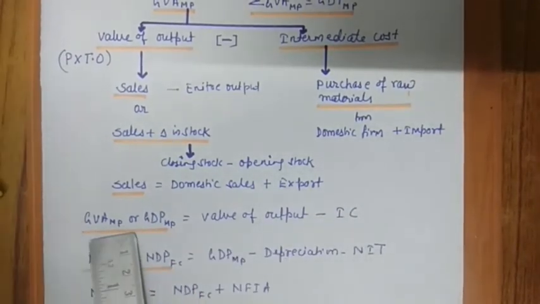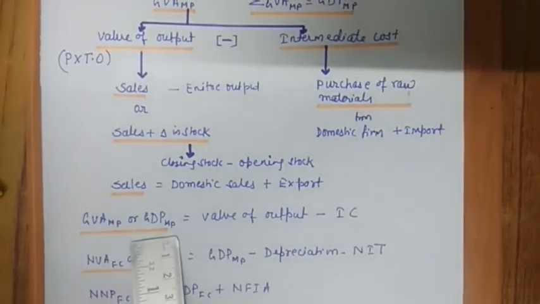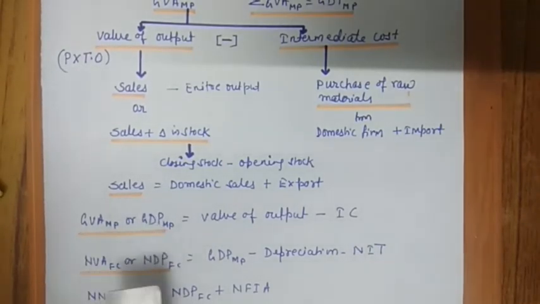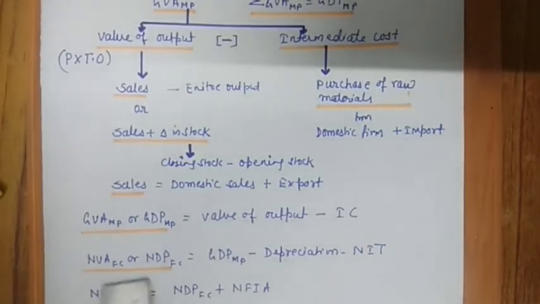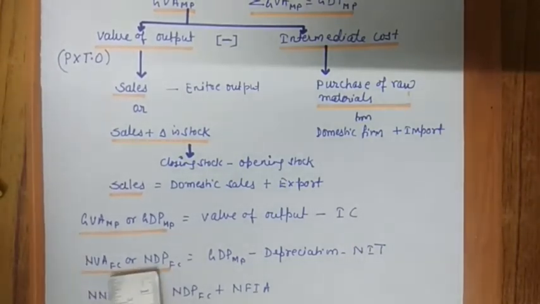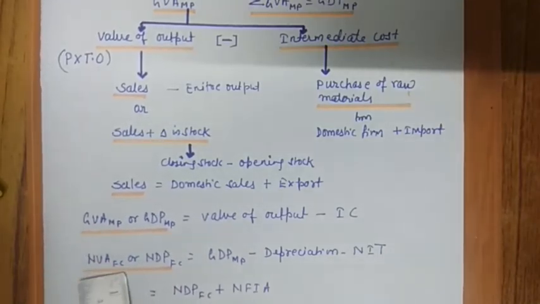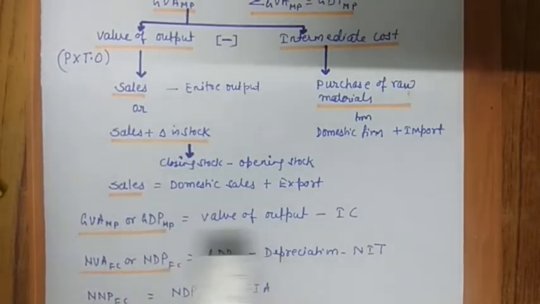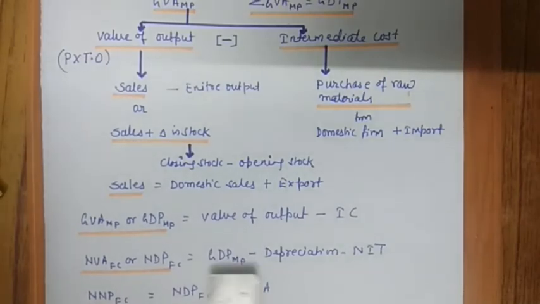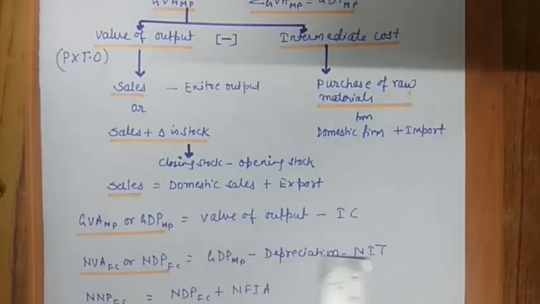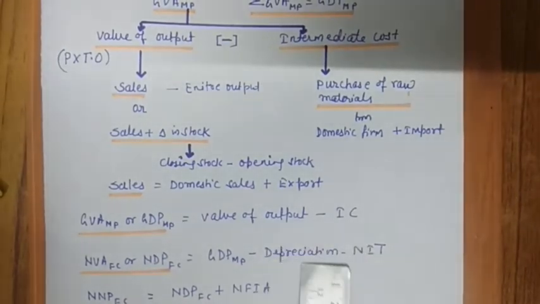So when you get GVA at MP or GDP at MP, you have to convert that into domestic income. It is also known as NVA at FC or NDP at FC. If the question asks to calculate domestic income, it means you will be calculating NVA at FC. So for that you require the basic, GDP at MP or GVA at MP, which you have already calculated. From it you will subtract depreciation. Depreciation is also known as consumption of fixed capital, which we have already taken in the previous lectures.